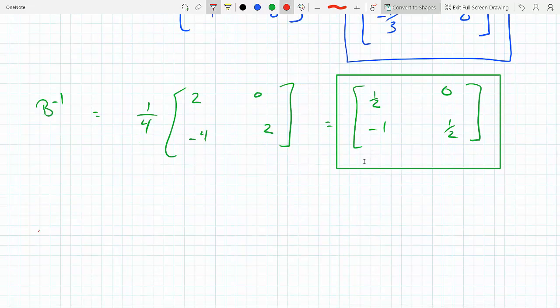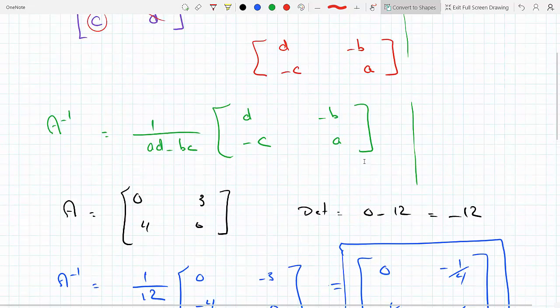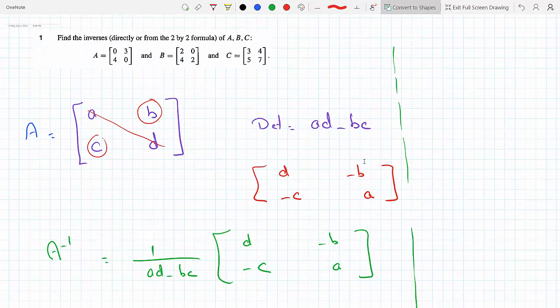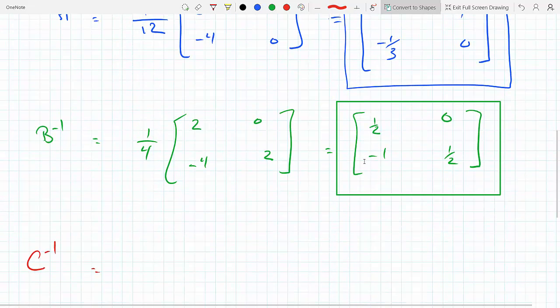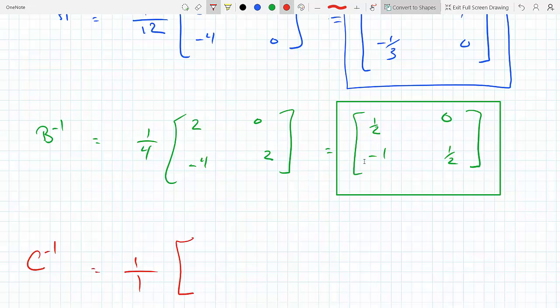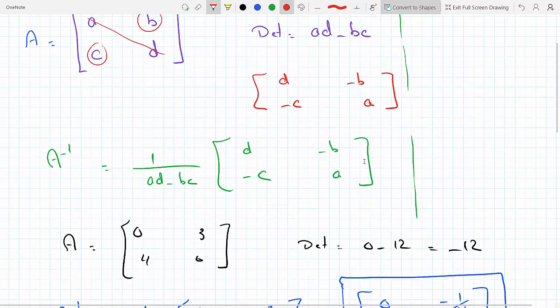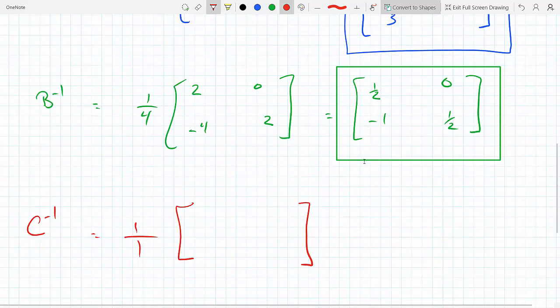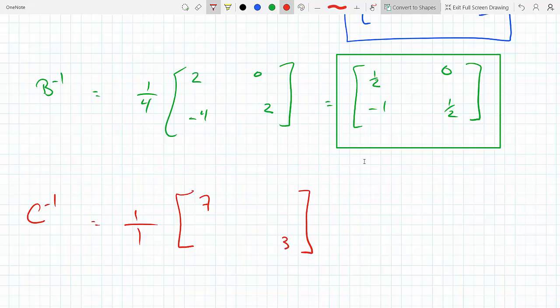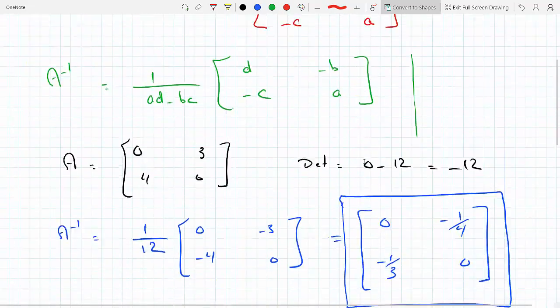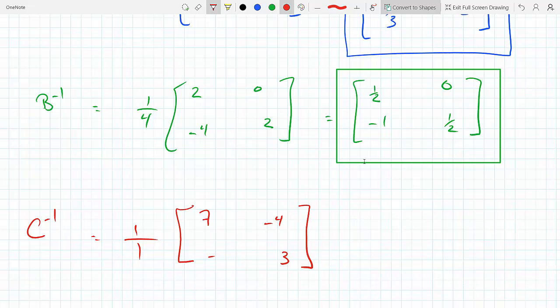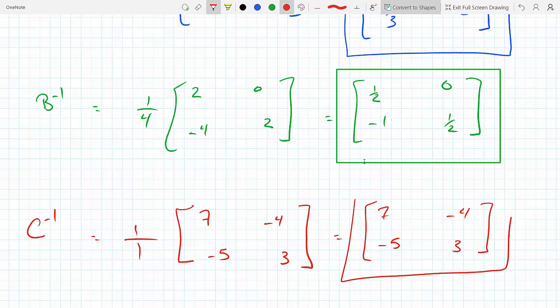And if I finally do C inverse, 3, 4, 5, 7. So the determinant is 3 times 7, 21, minus 20 is 1. So I would divide by 1. And I would switch them. So 7, 3, and minus 4, minus 5 here. Okay, so obviously dividing by 1 will leave it the same. So this would be C inverse.